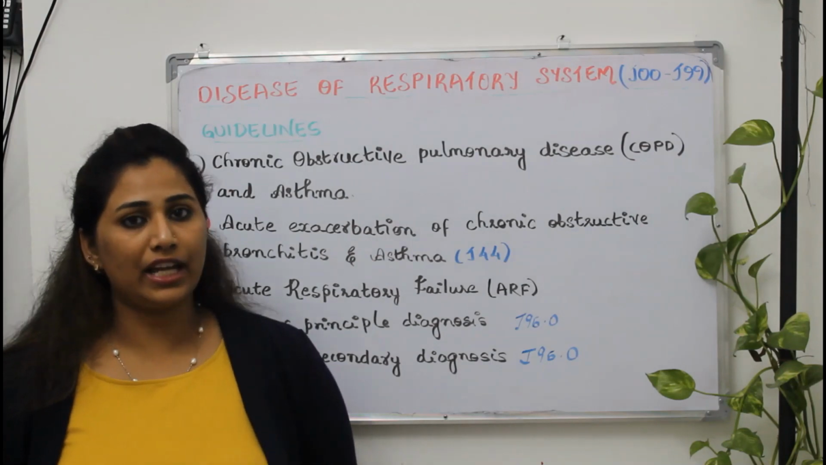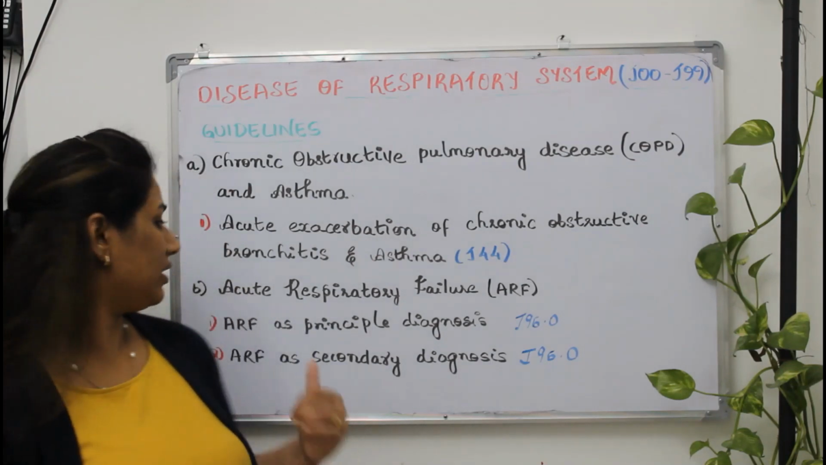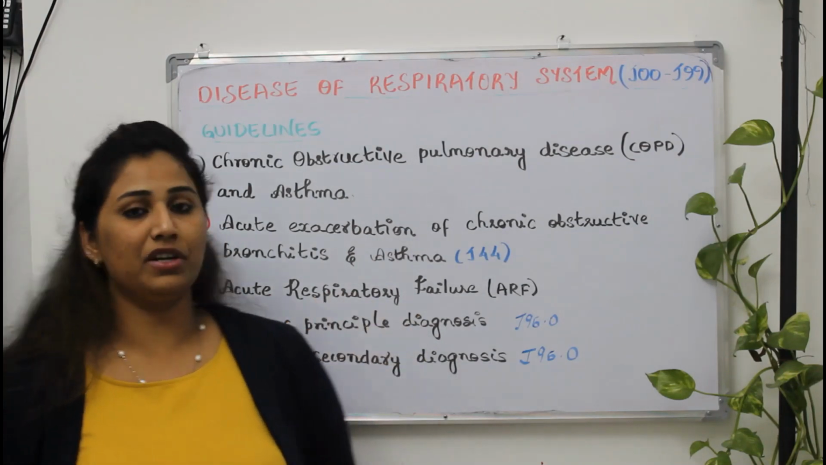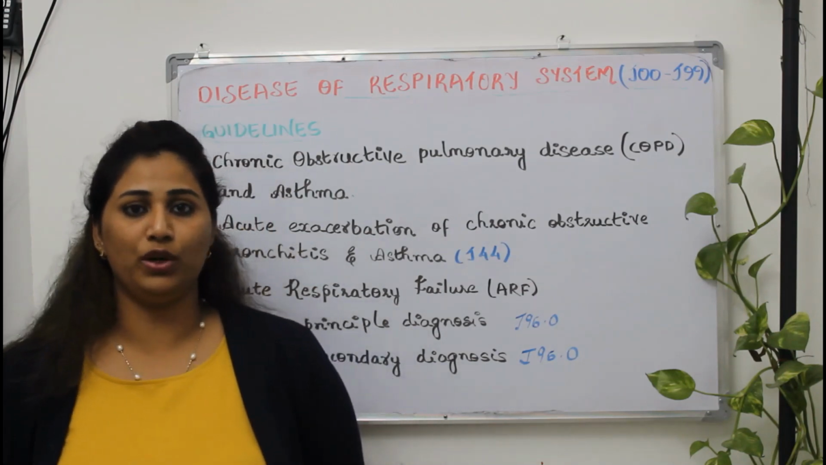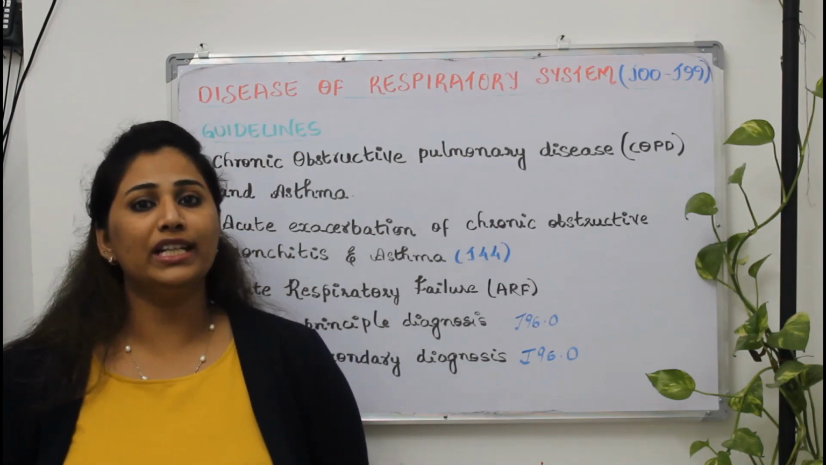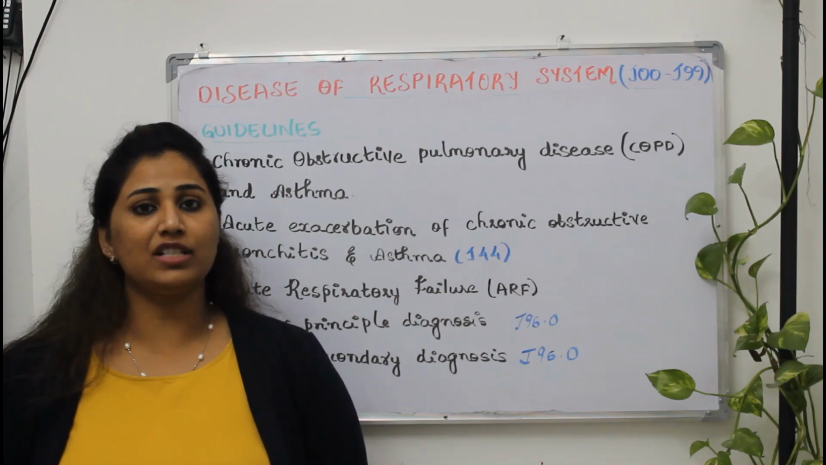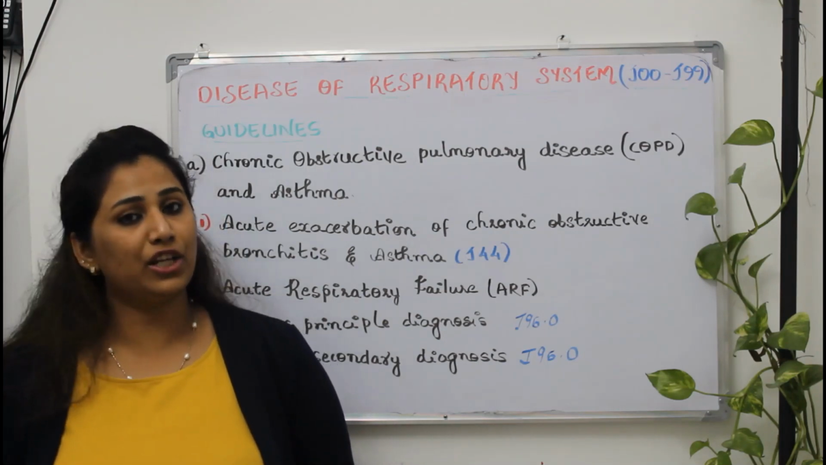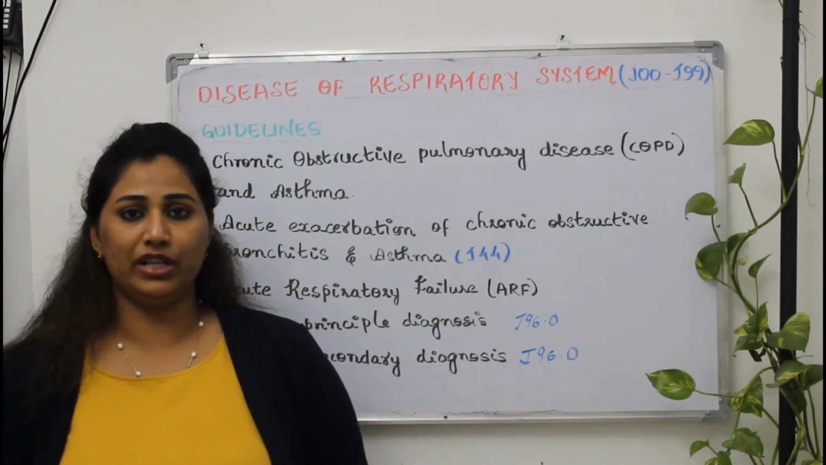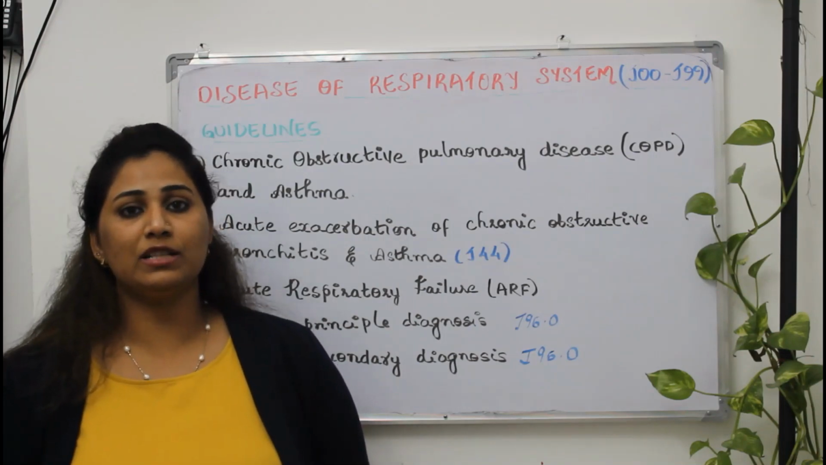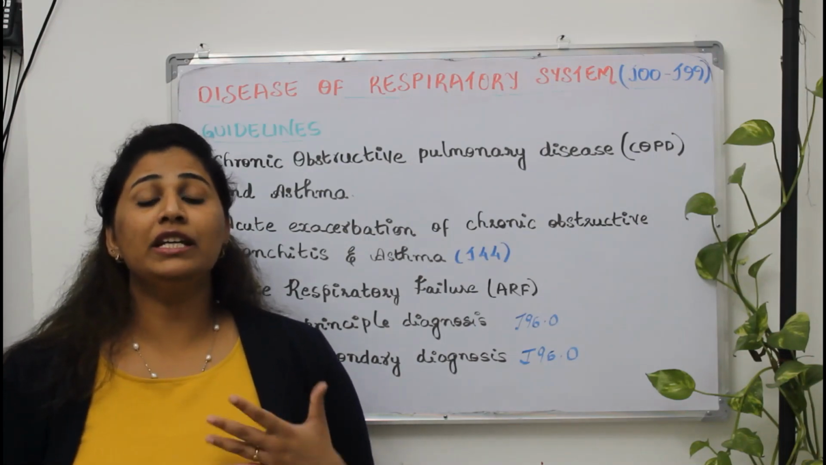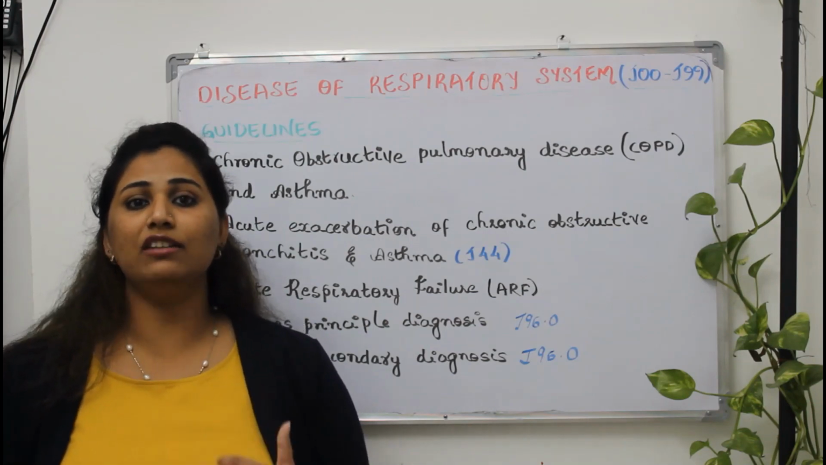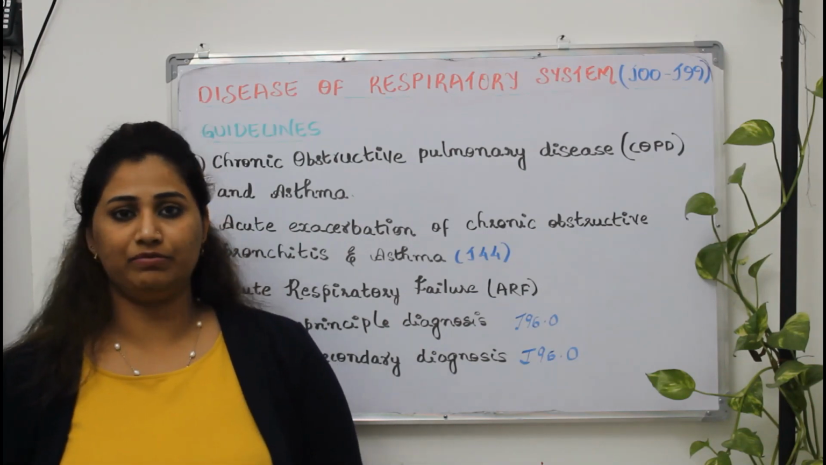So the next one is acute respiratory failure. The second point is acute respiratory failure. In this, there are 2 points. The first one is when to choose acute respiratory failure as a primary diagnosis, and the second one is when to choose acute respiratory failure as a secondary diagnosis. When to choose this one as a primary diagnosis? When the reason for encounter itself is a respiratory failure.